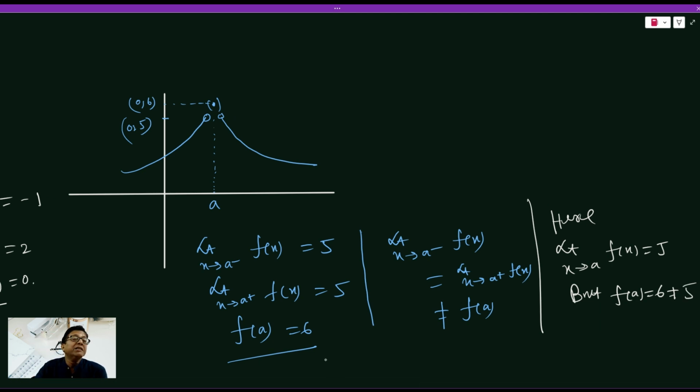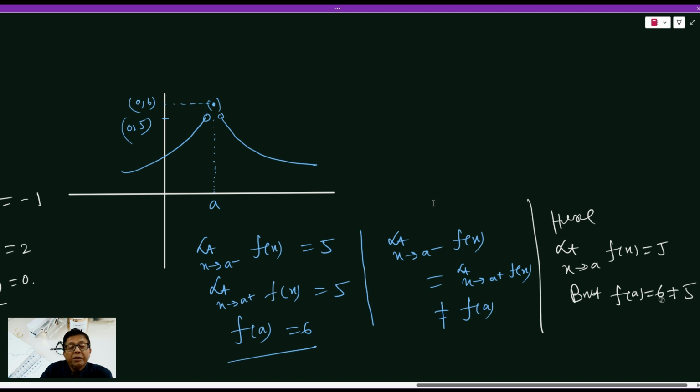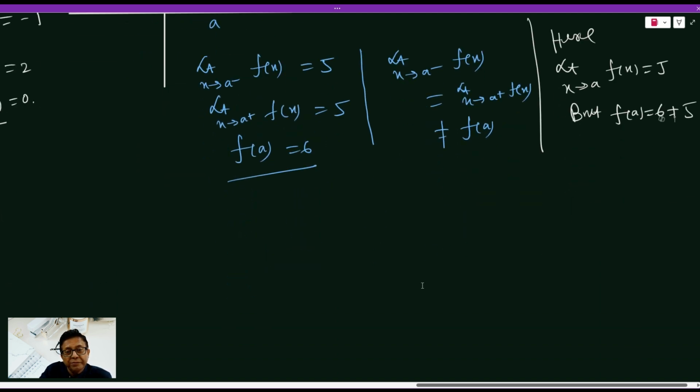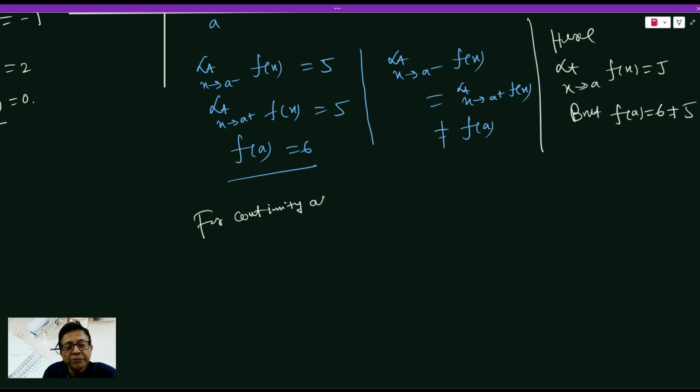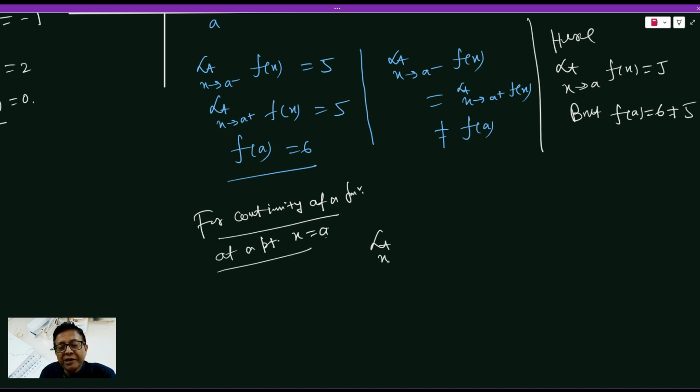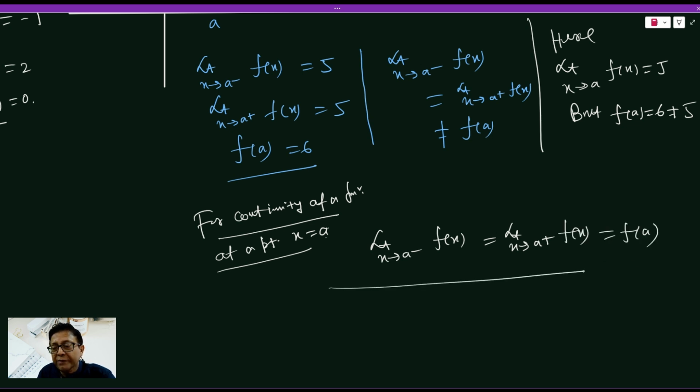So what is the essential condition for continuity of a function at a point? For continuity of a function at a point x equal to a, you must remember limit x tending to a minus f(x), limit x tending to a plus f(x) must be equal to f(a).